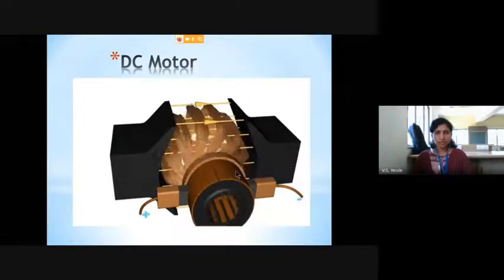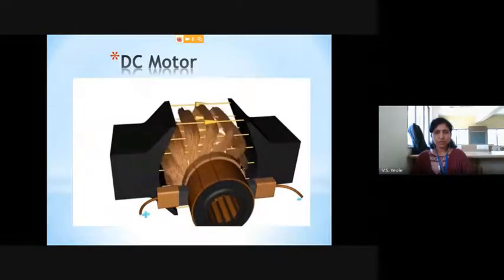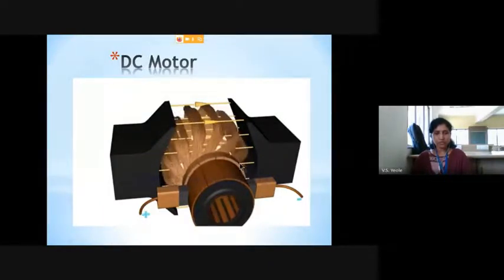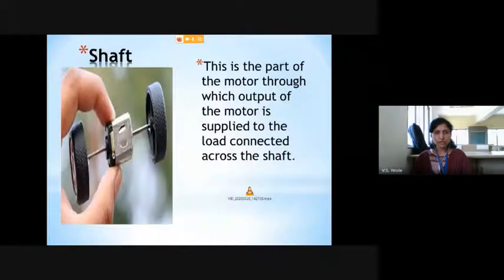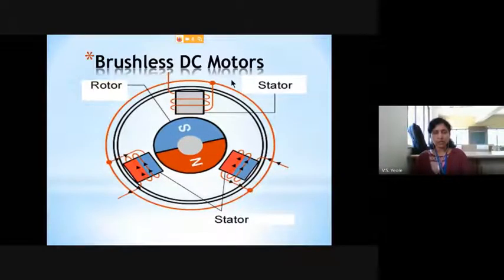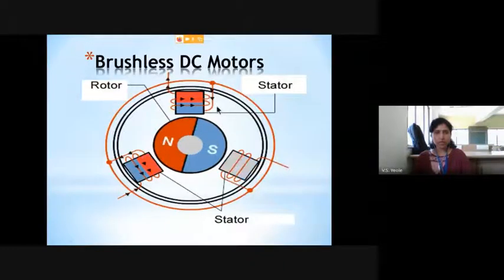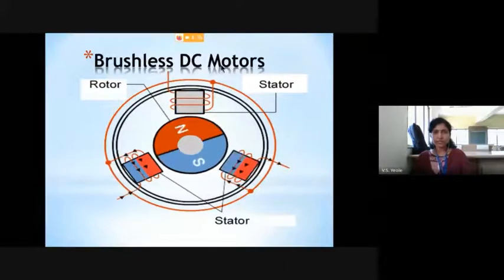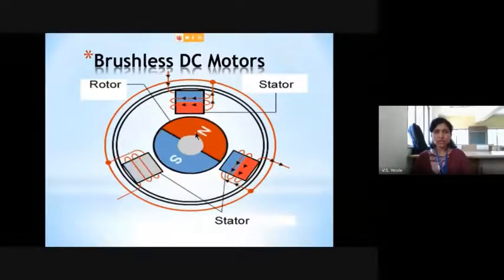So in this animation, you can see the working of a DC motor. Now the second type of motor we will see is the brushless DC motor. The major difference between a normal DC motor and a brushless DC motor is that in this motor, brushes are not there. So brushes are not connected in this type of motor.